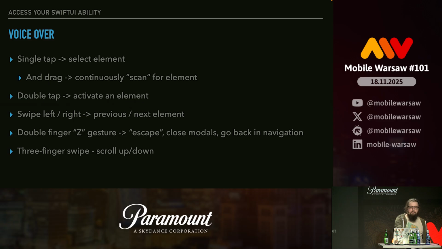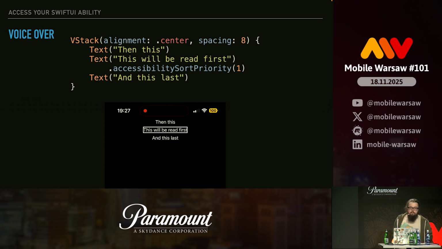Okay, so as I mentioned, it may not always figure out the proper content, proper ordering of elements, or you may want to have some custom ordering of elements because your UI, your interface, kind of needs that. This will be read first, then this, and this last. So if you start writing .accessibility in SwiftUI, you will get a ton of modifiers. We'll go through a couple of them.